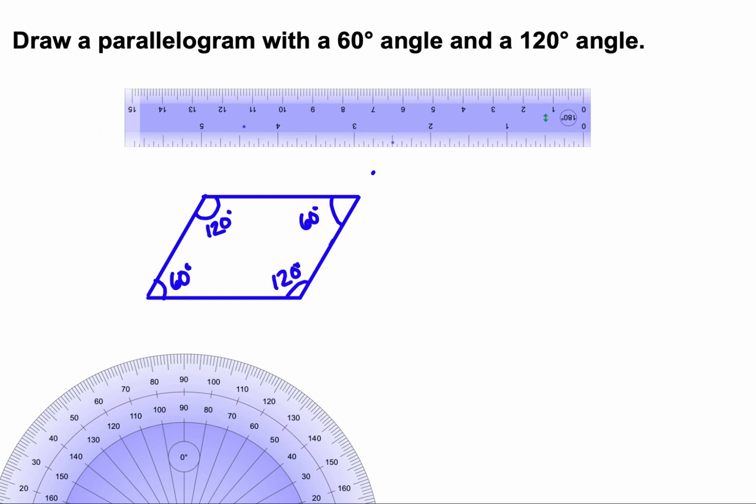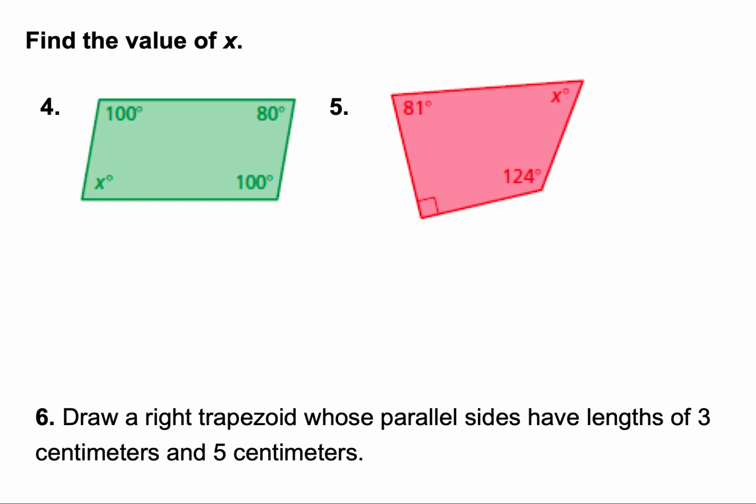All right, so let's go ahead and take a look at a few more problems here. So our last problems for today. Go ahead and pause the video when you get down to number 6. Right trapezoid means it has a right angle in it. Okay, go ahead and pause the video. Try these 3 on your own. Okay, let's check our answers.